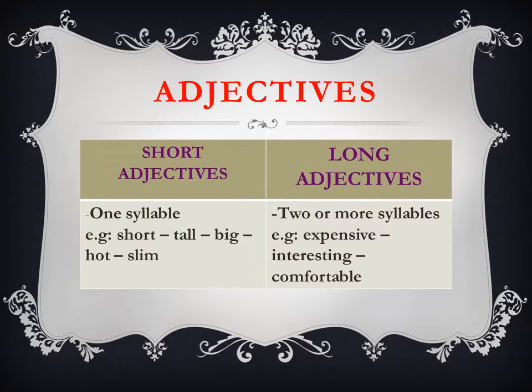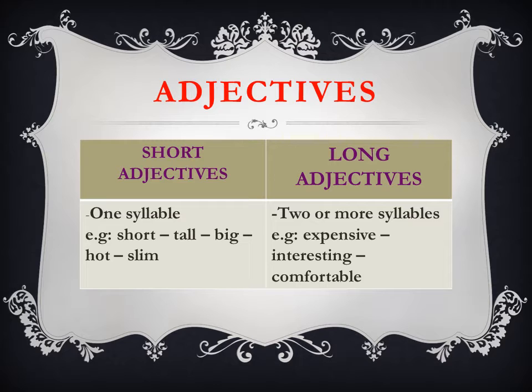Let's start. What are adjectives? Adjectives are describing words that describe the noun. For example, the boy is slim. So slim is an adjective that describes the boy. The adjective is a describing word of the noun. Only it describes a noun.